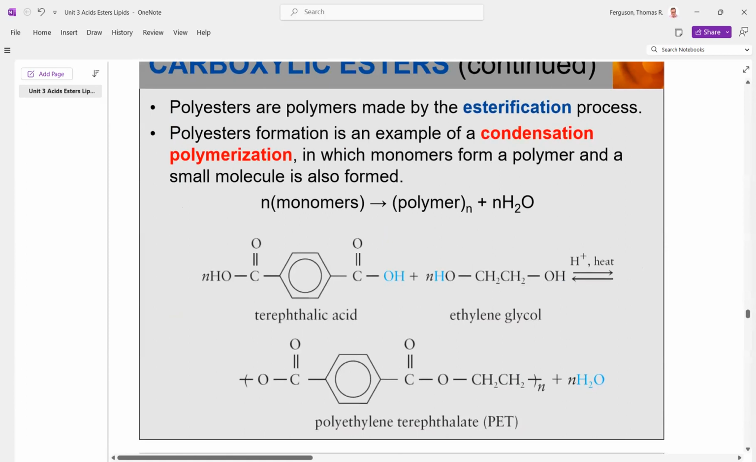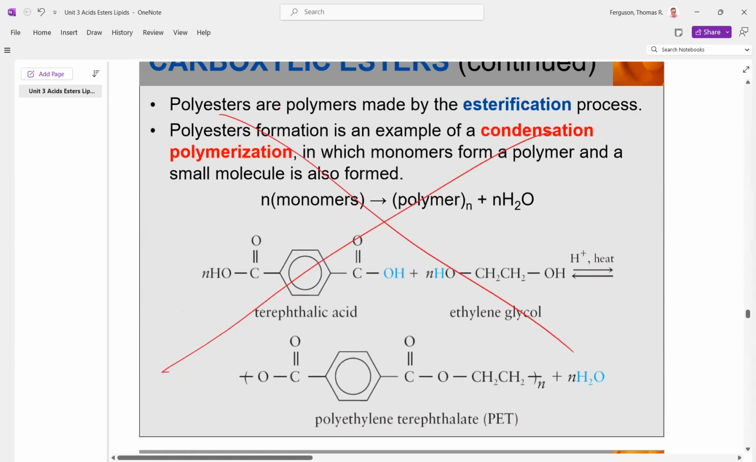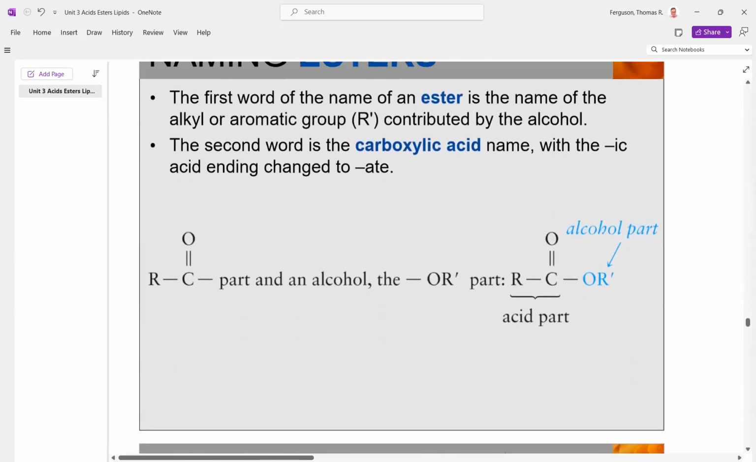Okay, we're not talking about plastics. We're only talking about biological polymers. But esters are used a lot in the plastic industry. Okay, I already talked about how to name the ester.